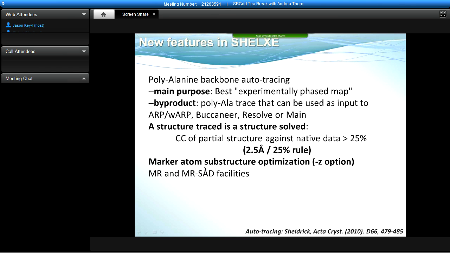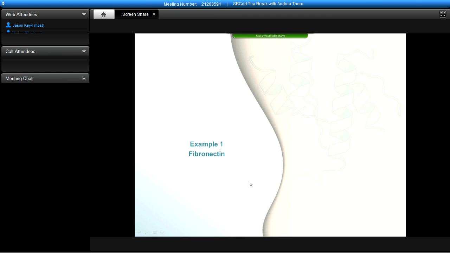There's also a new facility in there, which is the marker atom substructure optimization, which can be used at any resolution. You specify -z in the command line, and the program will optimize the substructure against the data. So recycling substructures through SHELXE is hopefully no longer necessary. Also, SHELXE now has new MR and MRSAD facilities, about which I'll talk later.